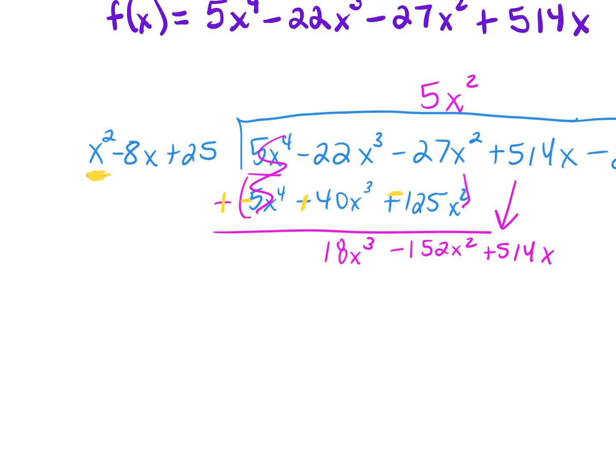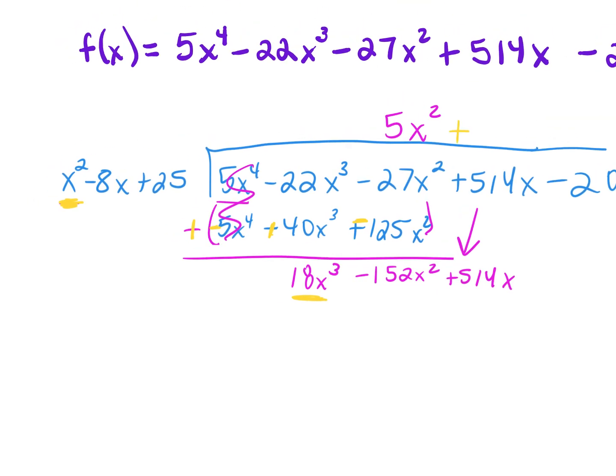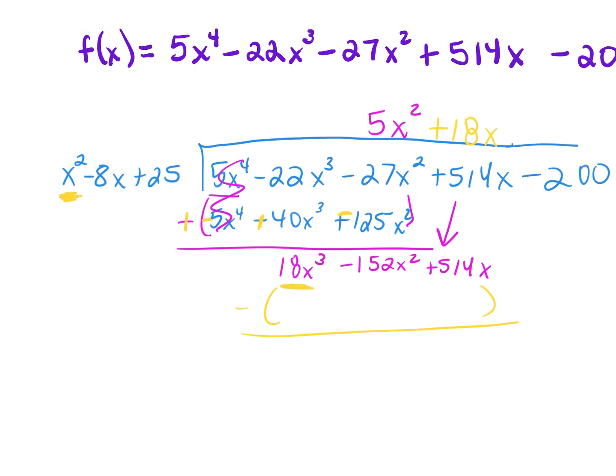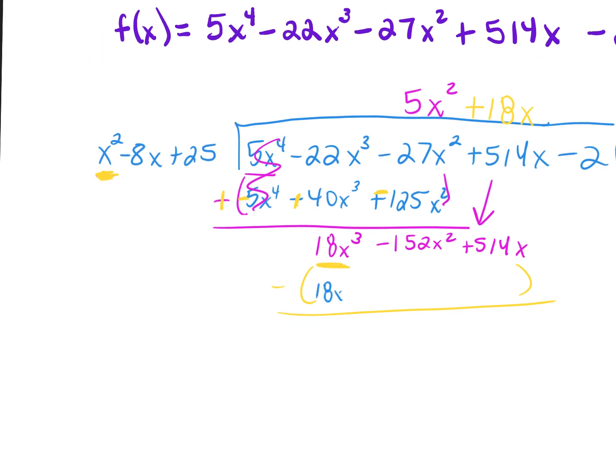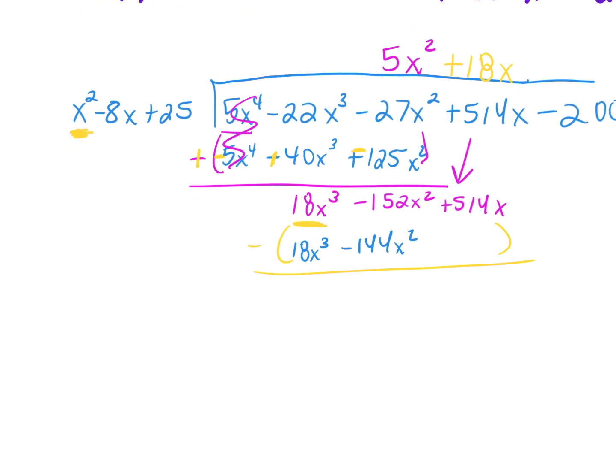First term into first term. X squared times what gives you 18x cubed? Plus 18 what? Okay, plus 18x. So get your subtraction ready. What's 18x times x squared? 18x cubed. What is 18 times negative 8? Minus 144, right? X squared. And what is 18 times 25? So plus 450.